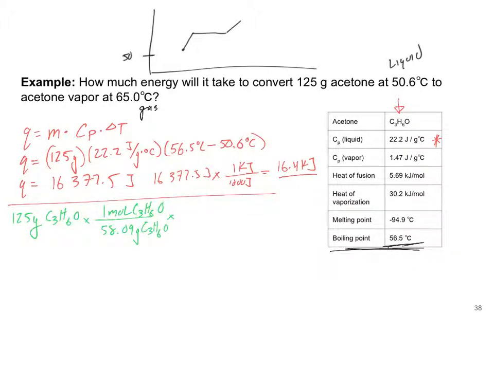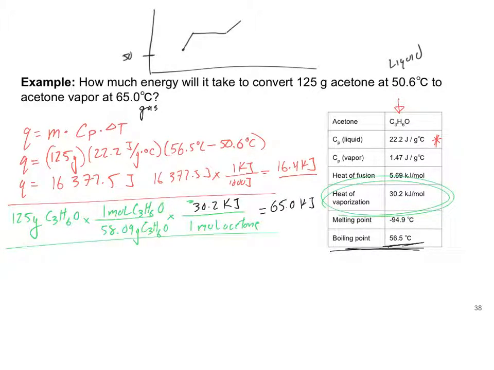Okay, and then because it's vaporizing, I need to use this relationship here. So that's going to be, in 1 mole of acetone, I have 30.2 kilojoules of energy required. So I'm going to take the 125 divided by 58.09 times 30.2, and I get something like 64.955 something or another, and because I need to have 3 sig figs, that's going to end up being something like 65.0 kilojoules. Okay, and so now we have vaporized all 125 grams.